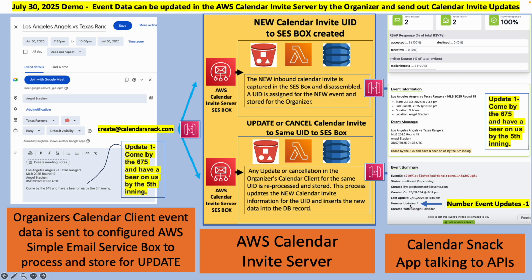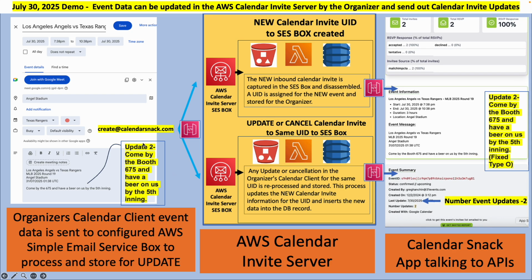Essentially, this got sent out and the new calendar invite went out. You can see that I processed update 1. And then here's the detail of the process. This data got inserted into the AWS Calendar Invite Server again. It got disassembled and it got posted to the APIs. So update number 2 went back into the same calendar invitation on the organizer's calendar client. I edited it again and said, come by the booth 675 and have a beer on us. So I corrected the typos, and you can see in the workflow, I'm actually down here in the workflow.